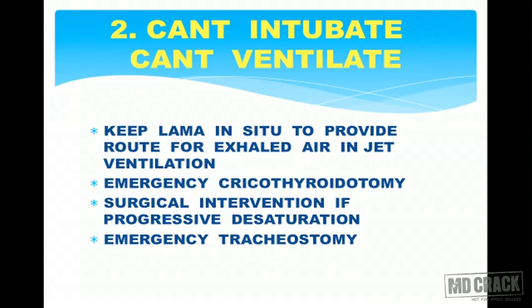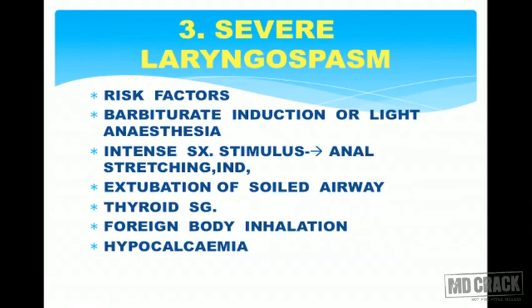Ask for surgical intervention if there is progressive desaturation. Even after doing cricothyroidotomy, or if cricothyroidotomy is difficult, ask for surgical help if progressive desaturation occurs, because the patient may desaturate very rapidly and it's a life-threatening situation. You have to act very, very quickly. The ultimate treatment in can't intubate, can't ventilate is nothing but tracheostomy. Just as I mentioned earlier, this is a life-saving procedure which can be done with the help of a surgeon, or if an anesthetist is confident to do that, do it and save the life of the patient.